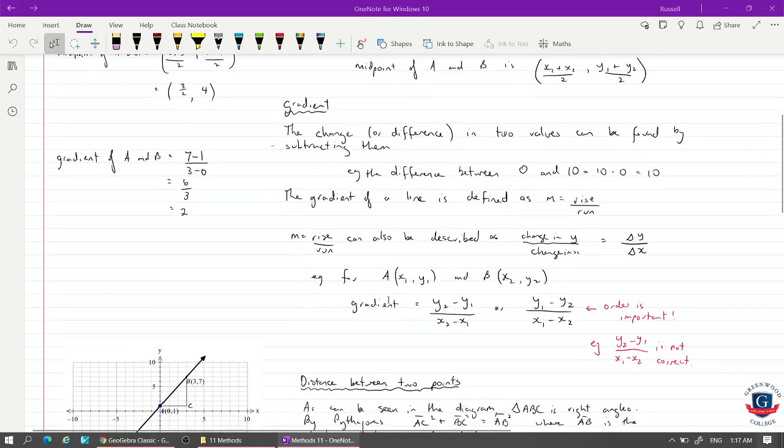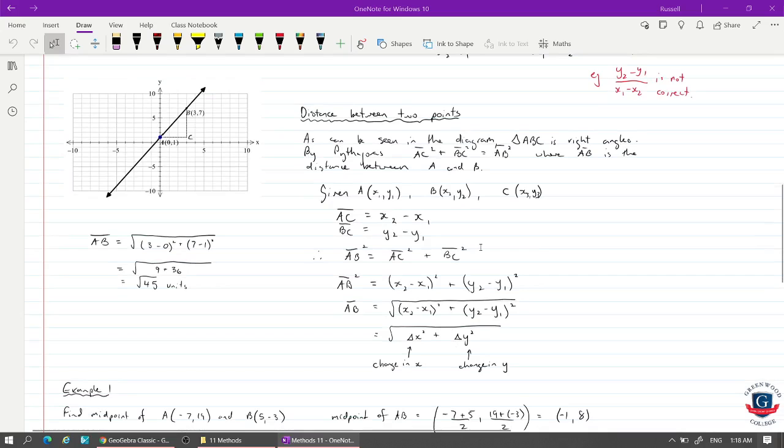Here's another way of listing it. If we have a point A with coordinates x1, y1, and a point B with coordinates x2, y2, to find the gradient, take y2 subtract y1, over x2 subtract x1. The reason we do it in that order, generally speaking, is to keep positive values. You can do it in the other order, as long as you do the 1s first and the 2s second, or the 2s first and the 1s second. Don't mix them up, it will give you the wrong answer.